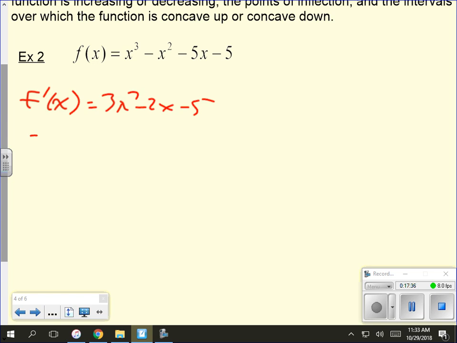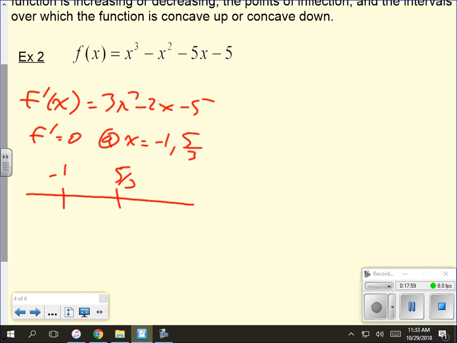So f prime equals 0 at x equals -1 and at 5/3. Okay, factor it, set it equal to 0. Those are your zeros. Set up a sign chart: -1, 5/3, f prime, positive or negative.